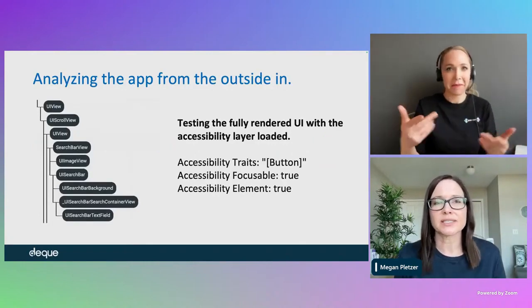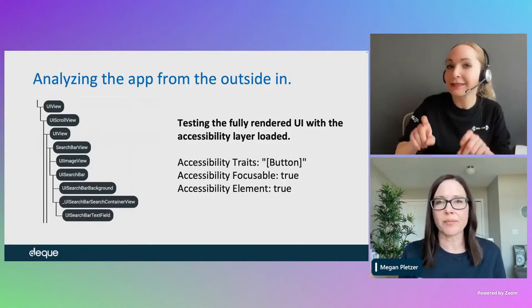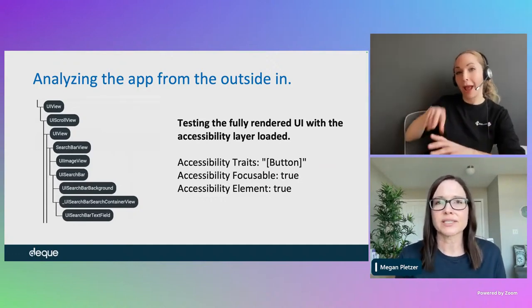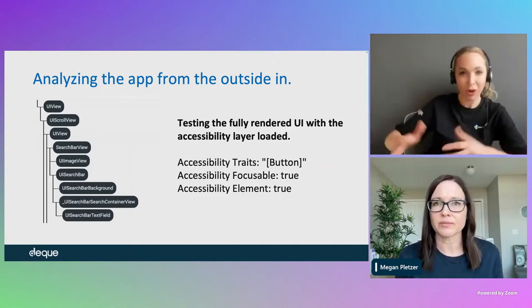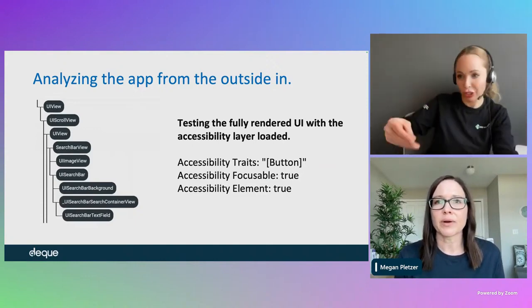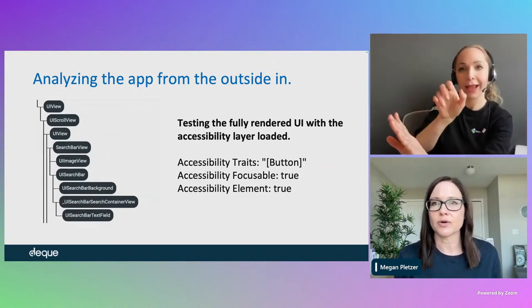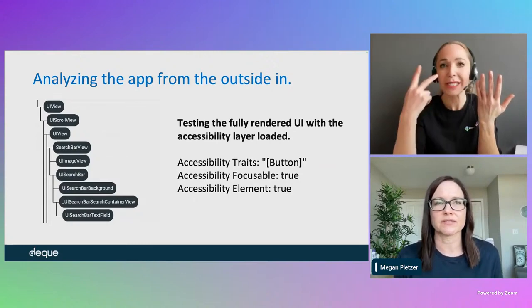It's black box testing, so we're essentially analyzing your app from the outside in. We're testing the fully rendered UI with the accessibility layer loaded, and we're analyzing the view hierarchy as it's exposed both to the user and to the assistive technology.